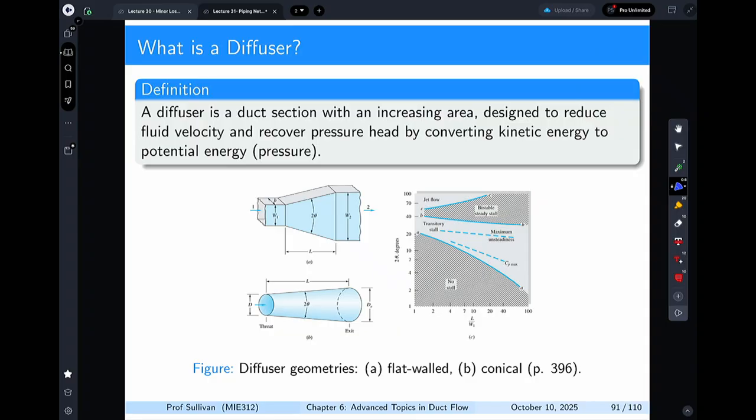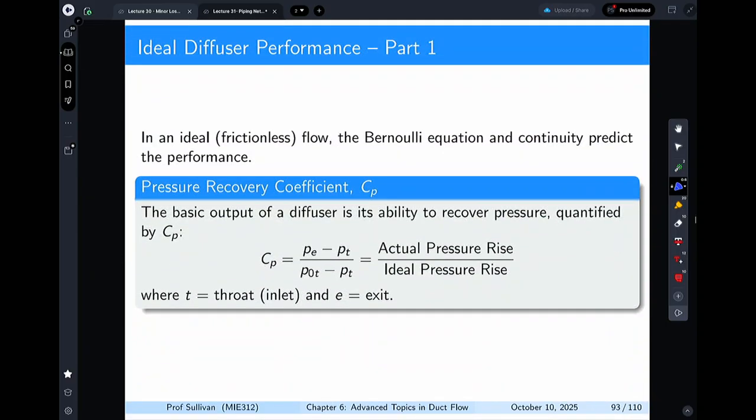So you can have flat walled, and you'll get different sorts of results dependent on the angle. I think this particular chart is for the flat wall case, and you have L over width as the entry point, and you can see that you get Cp max. So what is Cp?